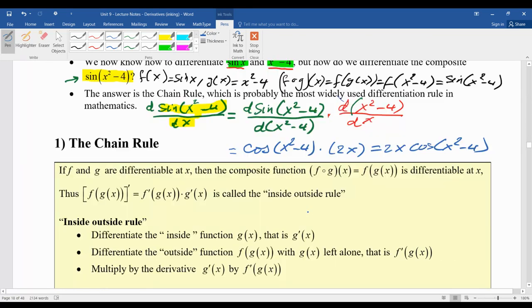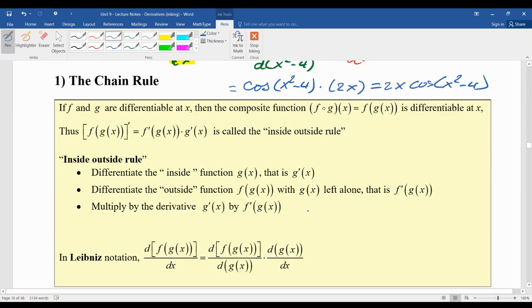Here's the chain rule formula, using the inside-outside rule. If we take the derivative of f of g of x, which is the composition of f and g functions, that's this. So what I do, the inside-outside rule: I take the derivative of g of x, which is the inside function, and then the derivative of the outside function, which is f, keeping g of x as is, no change.